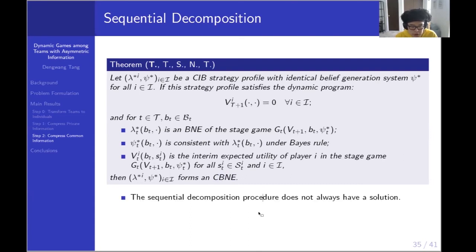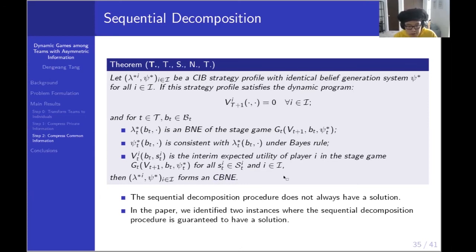However, the bad news is that this sequential decomposition procedure does not always have a solution. The reason is that the intertwined problem of each stage does not always have a solution. You may end up in a case where at some stage there's no solution. But if this procedure works, it will give you an equilibrium. And in the paper, we don't have the time to deal with it here. In the paper, we identify 2 instances where this procedure is guaranteed to work.